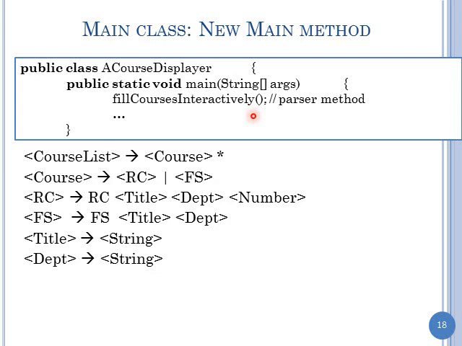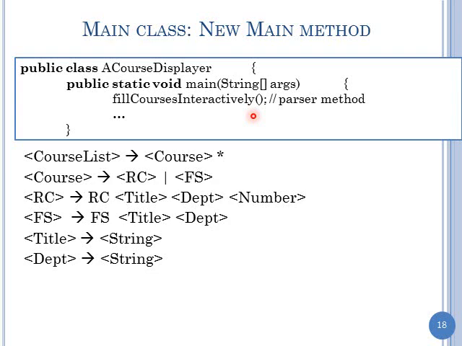Now I could do that all in one big main method, or one big fill courses interactively method. Or I could break that method into smaller methods. Obviously we want to do the second. We want separation of concerns within the methods also. We've seen that we can take some task and say this class does this task and this class does that task. Now we want to say within a class, this method does this task and this method does that task. So can you look at this grammar and tell me how I should break up my methods?